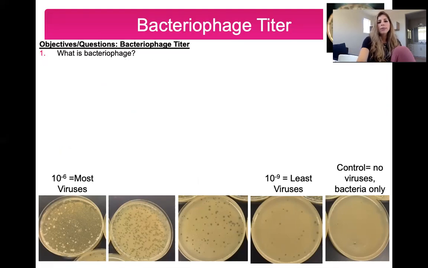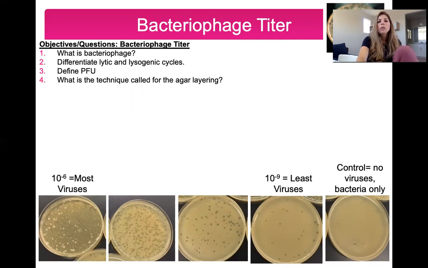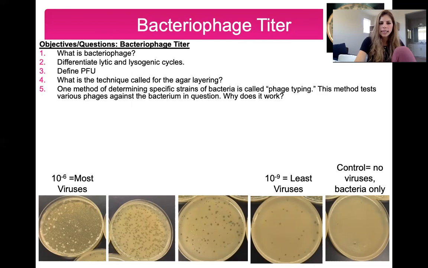And what I want everyone to get from this lab is to know what a bacteriophage is. We talked about that. Know the difference between lytic and lysogenic cycles, and know that in this lab we were demonstrating the lytic cycle. Define plaque forming unit. What is the technique called for the agar layering? Remember, this is a double agar layer technique where you take bacteria and viruses, you mix them together in soft agar, and then that soft agar you pour on an agar plate. That's why it's called the double agar layering technique.